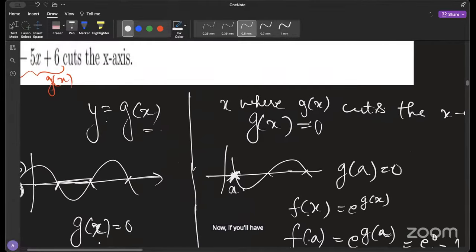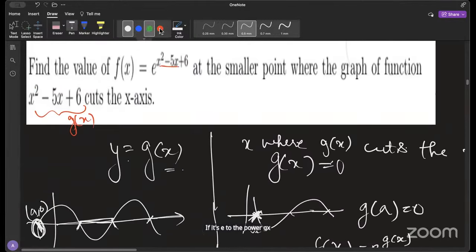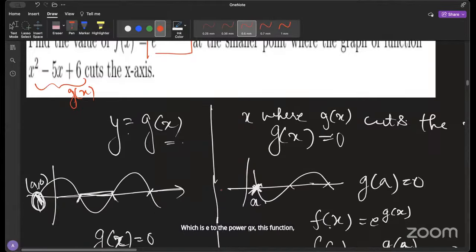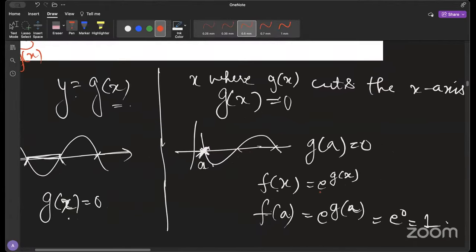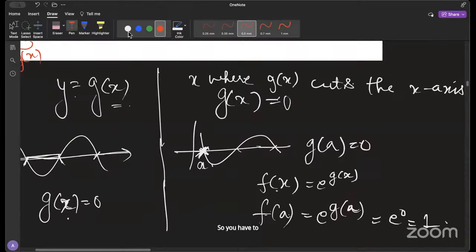Now if you have that, it means you have to find f of a. And what is f? f is e to the power g(x), right? This is your f, which is e to the power g(x), this function. So you have to find f of a. That's given in the question, right? And f of a is the same as e to the power g(a), and g(a) is just 0. So it looks like you'll have to find a, but you don't need it. You can do it without finding a. This is e to the power g(a), g(a) is just 0. That means it's e to the power 0, which is 1.